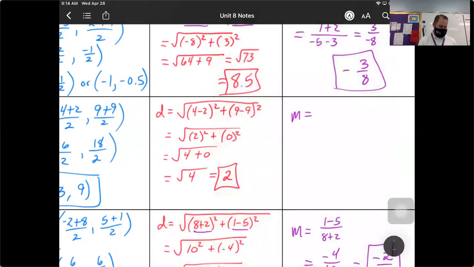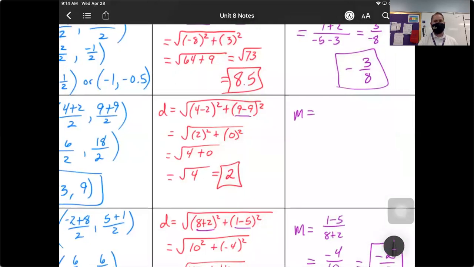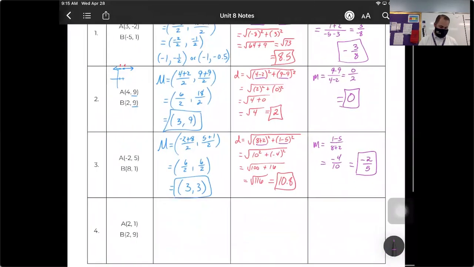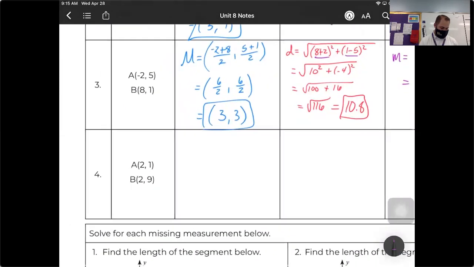The slope is rise over run. Difference of the y values, we already have from the equation on distance. 9 minus 9. We already have the difference of the x values too. 4 minus 2. 9 minus 9 for the y values is 0. 4 minus 2 is 2. That fraction, 0 divided by 2, gives us 0. You should remember, these are horizontal. Horizontal lines have a slope of 0. So let's jump down to number 4.